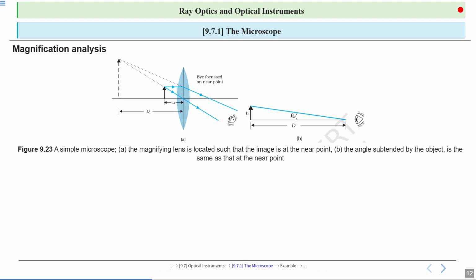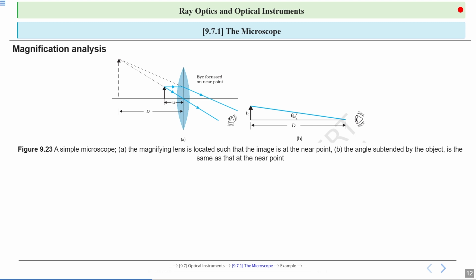Let's start by looking at the magnification analysis of a simple microscope. Here we have two images illustrating the setup in figure 9.23 part A, showing the magnifying lens positioned so that the image is at the near point, which is crucial for maximum clarity. Part B demonstrates how the angle subtended by the object remains consistent with that at the near point. Notice how these images help visualize the concept of magnification.